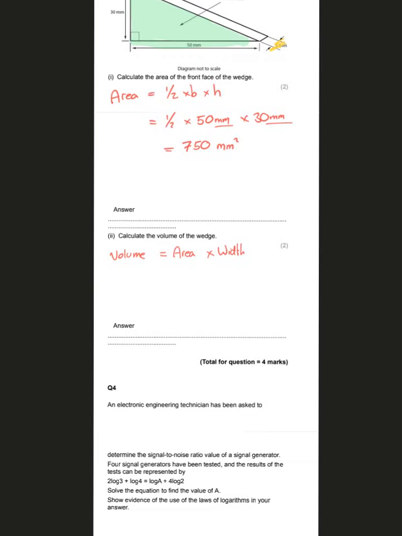So this is simply 750 millimeter squared times 5 millimeter, which is equal to 3,750. Again, be careful, there's a mark for this. We're dealing with volume. Millimeter squared multiplied by millimeter will give you millimeter cubed. So anytime you're dealing with volume, it's going to be cubed. And that was the answer to that one.